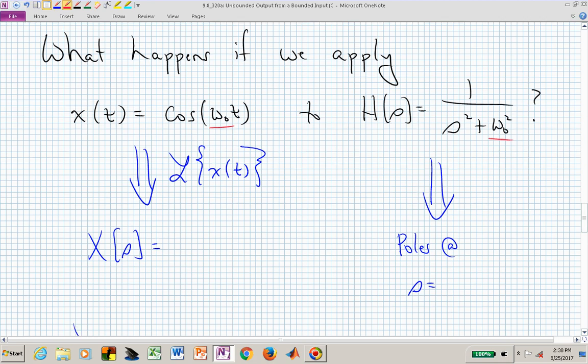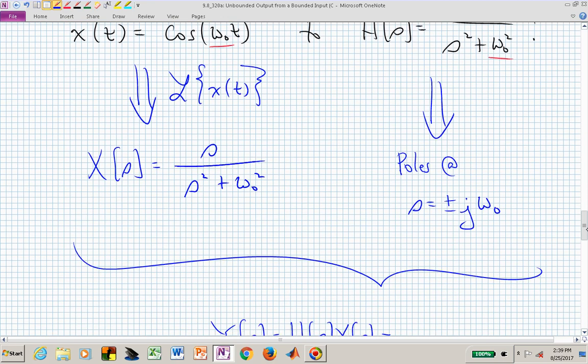What does capital X of s look like in the frequency domain? If we Laplace transform cosine omega naught t, we end up with s over s squared plus omega naught squared. And where are the poles of capital H of s? Those are the values of s that cause the denominator to vanish, and those are poles then at plus and minus j omega naught. And that's exactly where the poles of our signal are located.